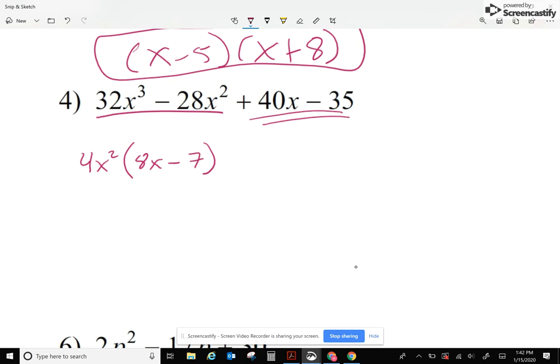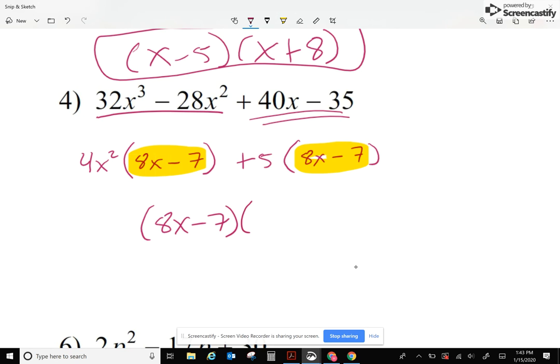Looking at the last two terms, let me divide each by a positive 5. I cannot withdraw an x because my last term, 35, does not have an x. So I'm going to divide each by 5. That gives me 8x minus 7. I see that my parentheses match, which is what I want. So my factors are 8x minus 7 and 4x squared plus 5.